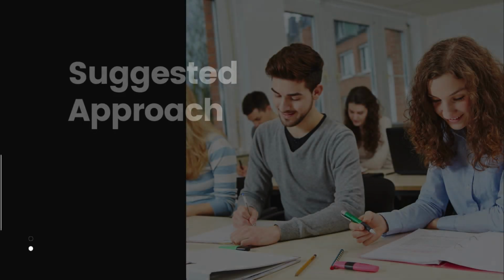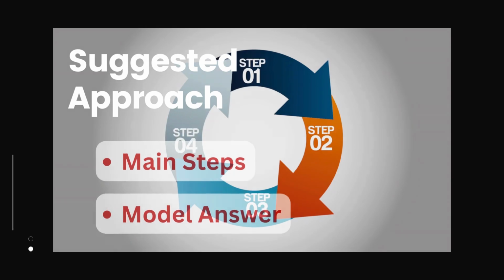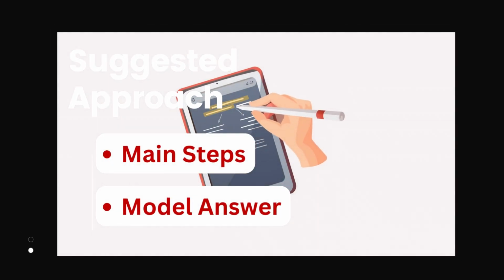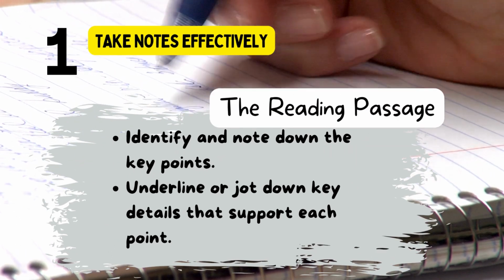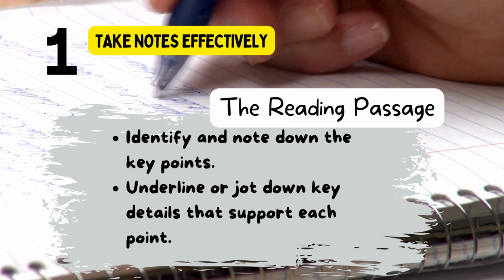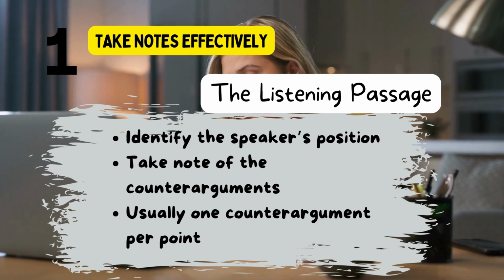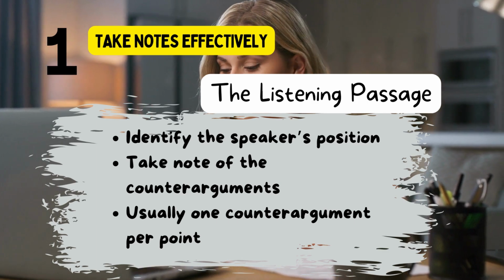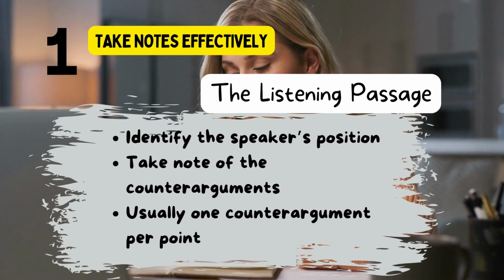Now, here are a few tips on how to approach the TOEFL Integrated Writing Task. Let's break down the steps you should follow and then look at a model answer to see how everything comes together. When you read the passage, take notes on the key points. Focus on the main arguments, not the minor details. Next, when listening to the lecture, note how it responds to the points in the reading. Usually, the lecture will challenge or provide additional information about the reading's arguments. These notes will be crucial when writing your response.